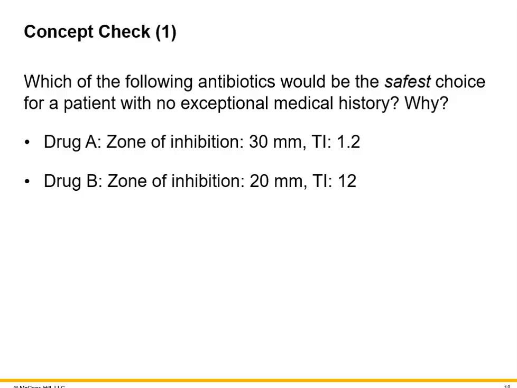So for this, we want to choose drug B because we want to go on the safe side, and we don't necessarily know if that 20 millimeters is within the susceptible range. I didn't give you a table or anything like that. It could be that 20 millimeters is perfectly a number that we would deem to be within the susceptible range for that microorganism. So we're always going to go on the safe side with the therapeutic index.